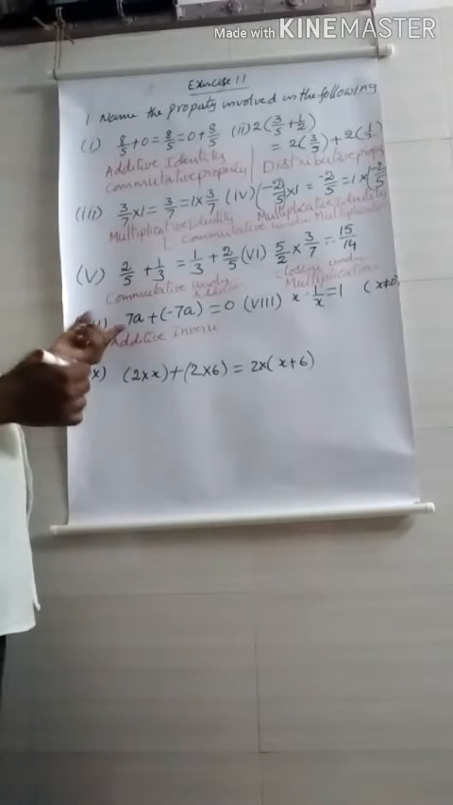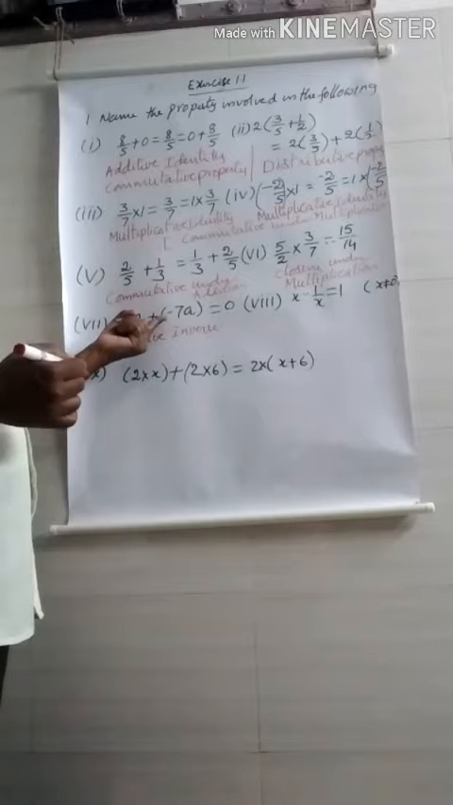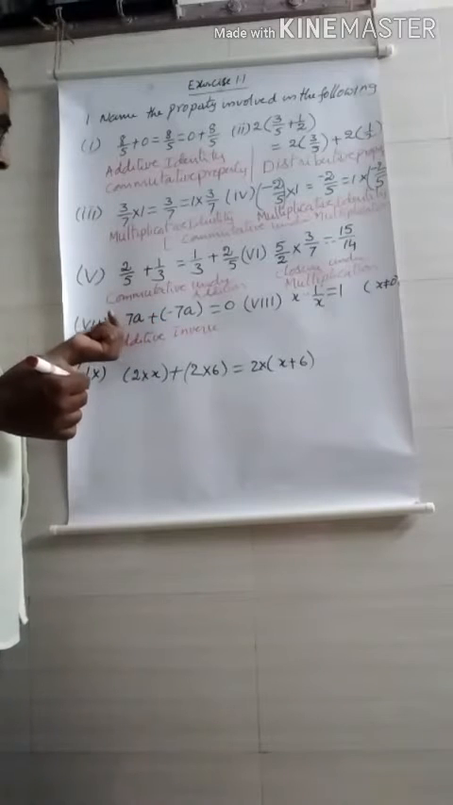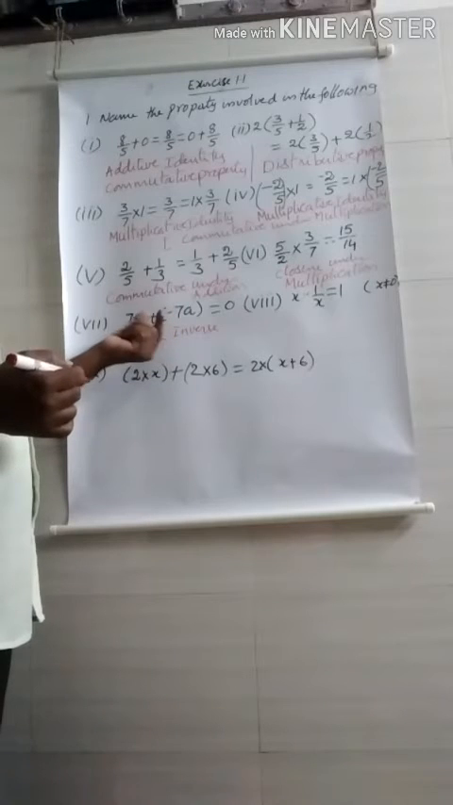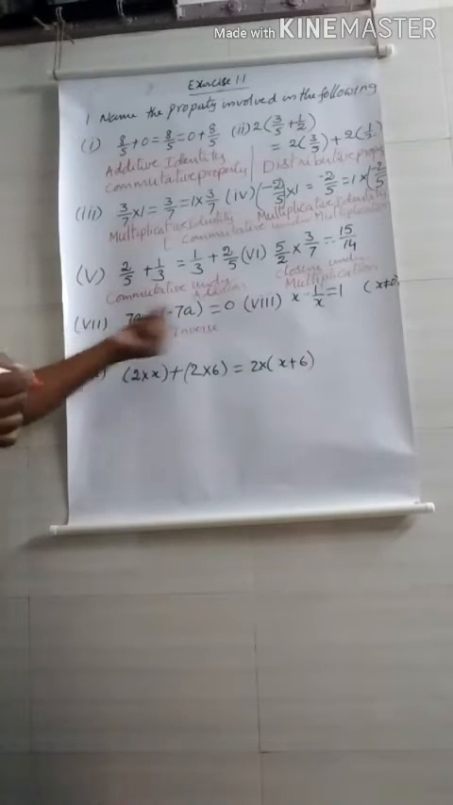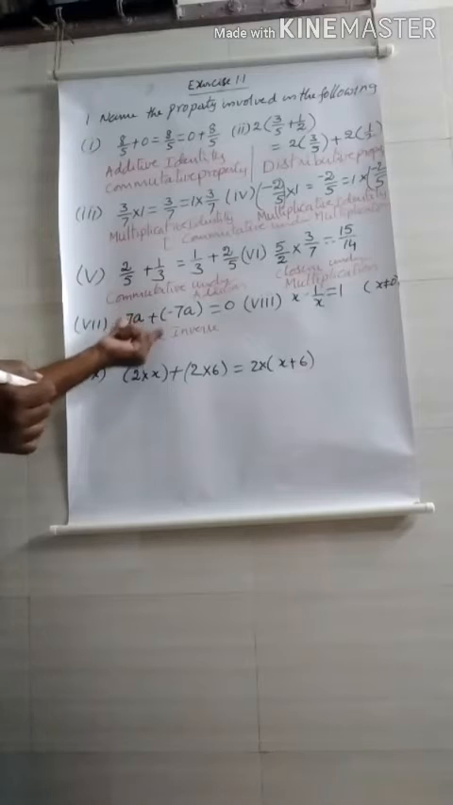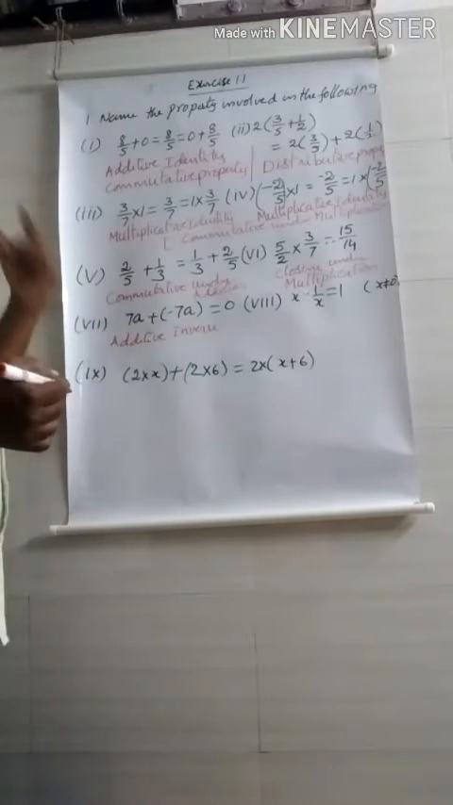Here you may observe, the first term is 7a, the second term is minus 7a. Just what is the observation? Here plus 7a, here it is minus 7a. So it gives 0. So additive inverse. This indicates the additive inverse property.